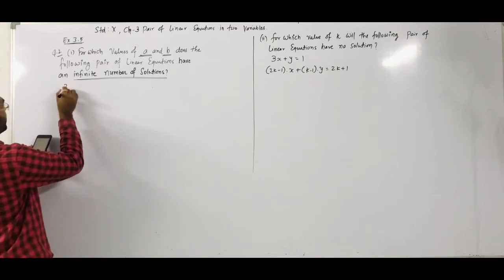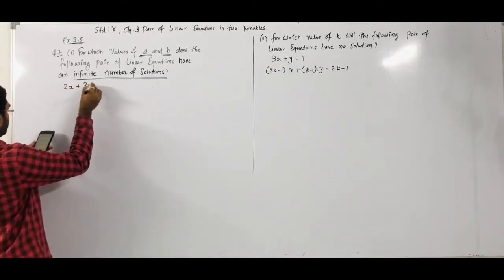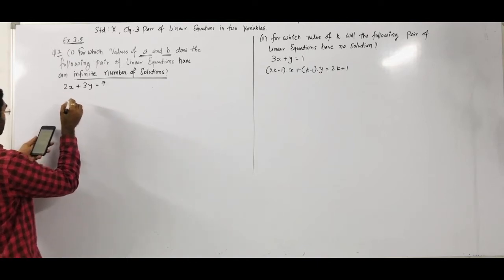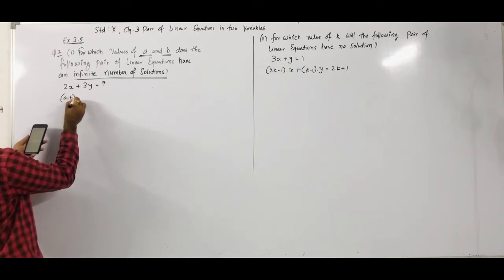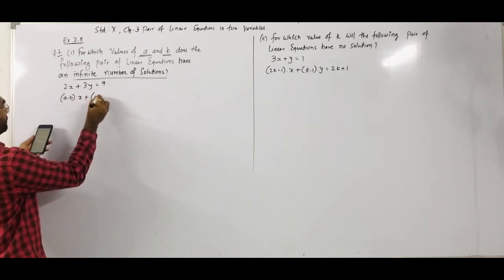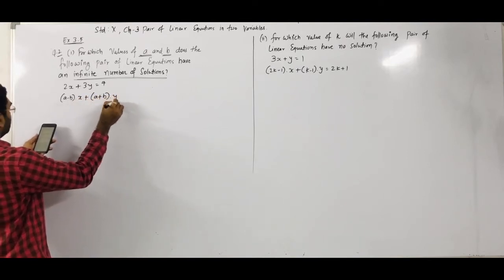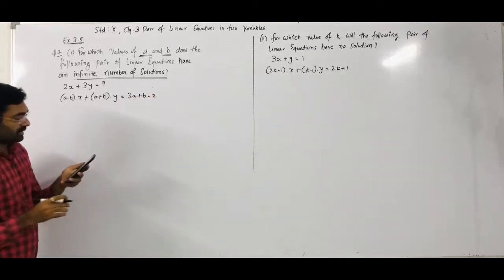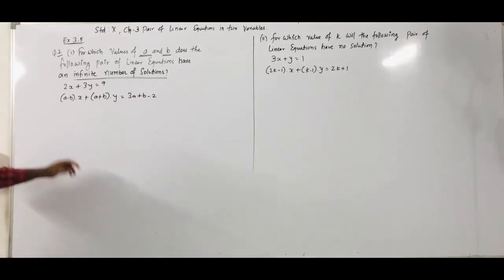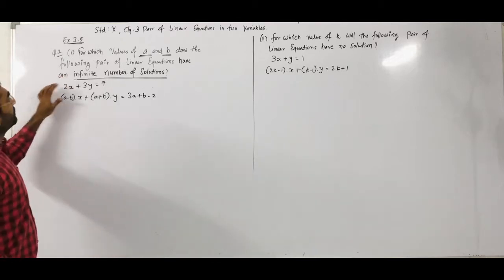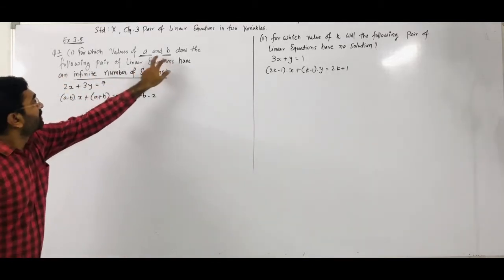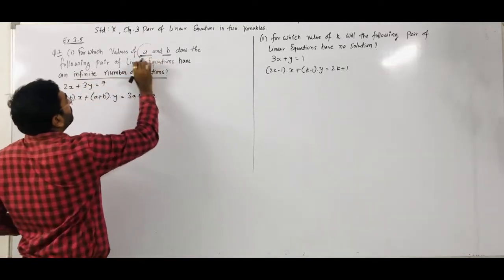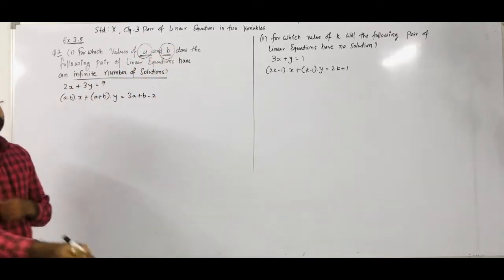The first equation is 2x plus 3y is equal to 7. And the other one is (a minus b) into x plus (a plus b) into y is equal to 3a plus b minus 2. That equation is given. So for the given pair of linear equations, they say if it has an infinite number of solutions, then what are the a and b values?